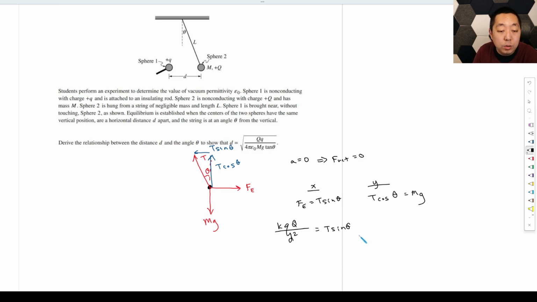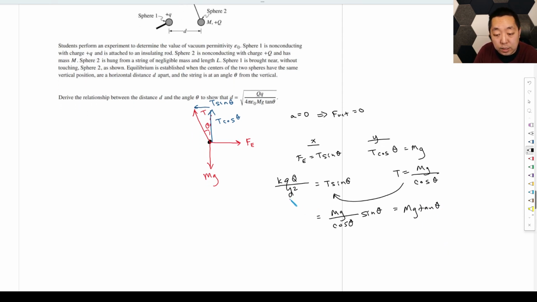Okay, and now we want to get rid of T, because T is not something in our answer. So let's solve for T. It's mg over cosine theta, which we can plug into here. So that's going to be mg over cosine theta times sine theta. And remember, sine theta over cosine theta is tan theta.